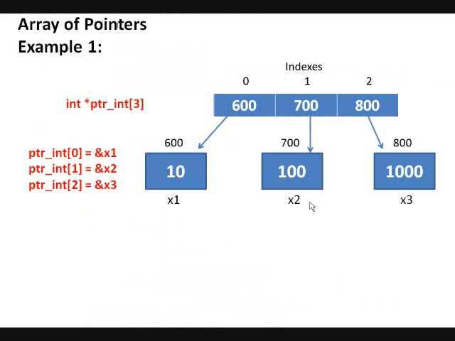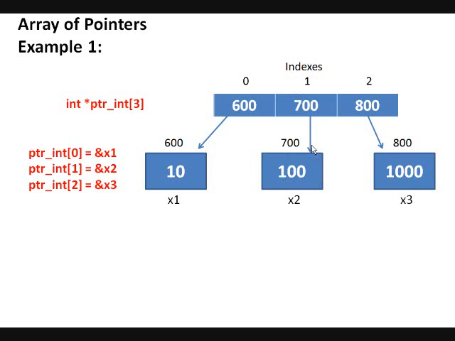Okay, so you have here an array of pointers to integers with 3 elements, and you have your 3 variables here. Let's make an assumption that x1 is located at memory address 600, x2 is at memory address 700, and x3 at memory address 800. So executing these assignment statements, index 0 will contain the address of x1, so it will be pointing to x1. Index 1 will contain the address 700, so it will point to x2, and index 2 will contain the address 800 and it will be pointing to x3.